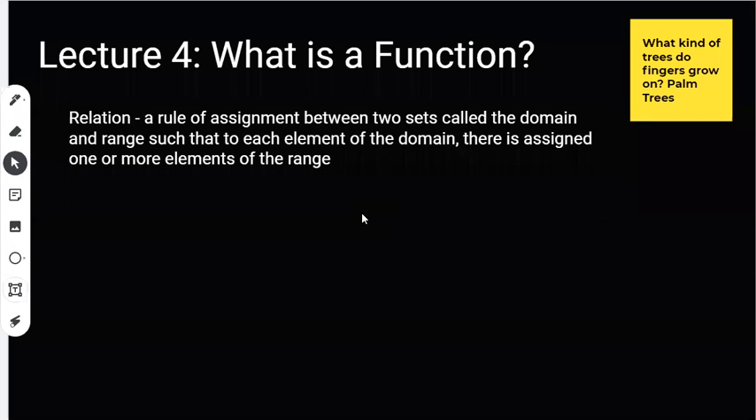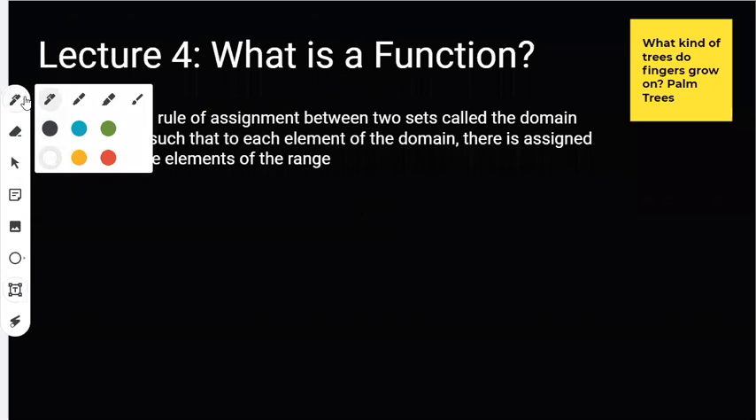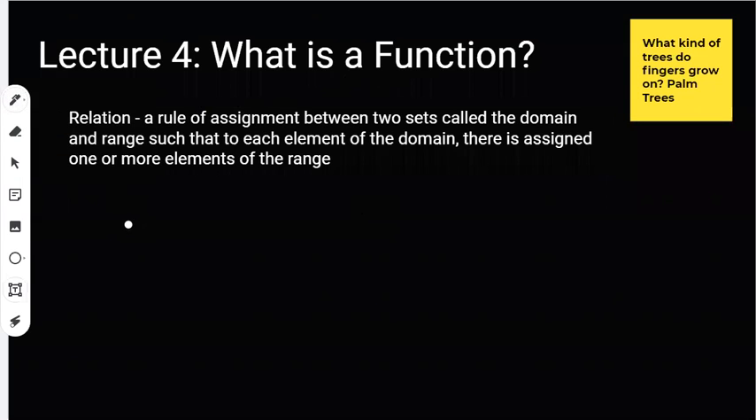Okay, so a relation, this definition is kind of long, so let's go through it slowly. A relation is going to be a rule of assignment. What does that mean? Well, when we're dealing with rules of assignments, typically what we're doing is we're taking a function. Let's say our function is f, and it's going to be taking elements from one set, let's call it x, and it's going to be mapping those elements to another set called y. So this rule of assignment is going to be between two sets called the domain and the range.